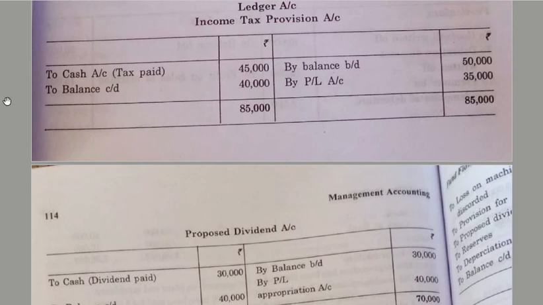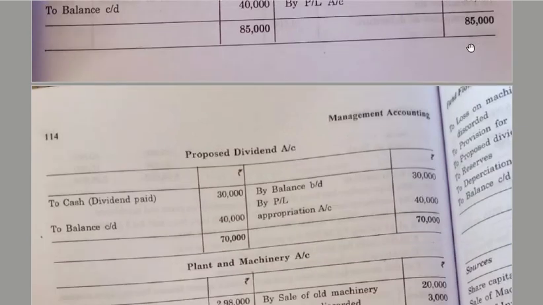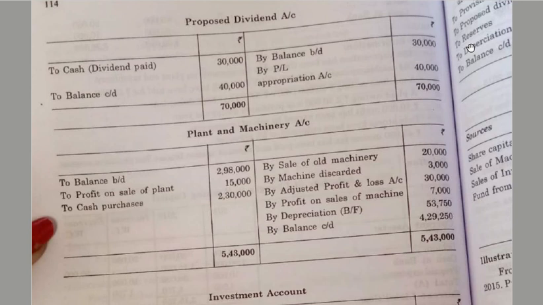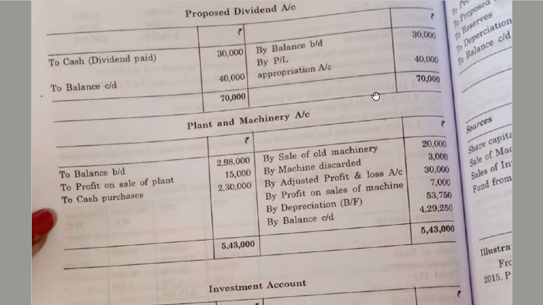So moving on to your ledger account, income tax provision. By balance brought down 15,000, to balance carried down 40,000, to cash account 45,000, which is the tax paid, and by profit and loss account 35,000. Proposed dividend, by balance brought down 30,000, to balance carried down 40,000. So to cash paid, which is your dividend paid 30,000, by profit and loss appropriation account 40,000.